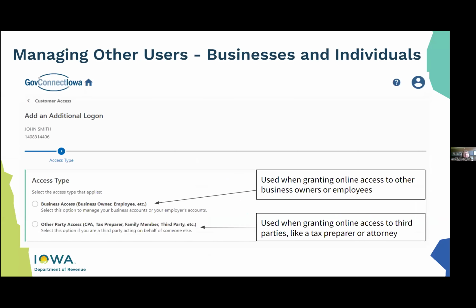From there, what you can see is that this is going to create a new GovConnect Iowa profile for someone else. So you really have two options here. One is that you need to select the access type. So you can either choose business access, which was at the beginning, or you can choose other party access, maybe if you're trying to grant immediate access to your tax preparer. One important thing to note here is that we do have the system designed so that you can only grant access to people with either the same amount of access that you have or less powerful. So say that you're an administrator, you do not have the ability to grant someone full access to that account. They would need to request it.